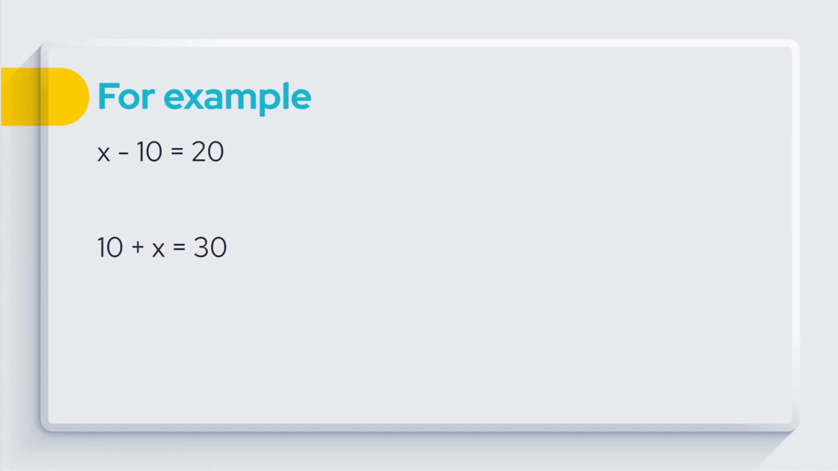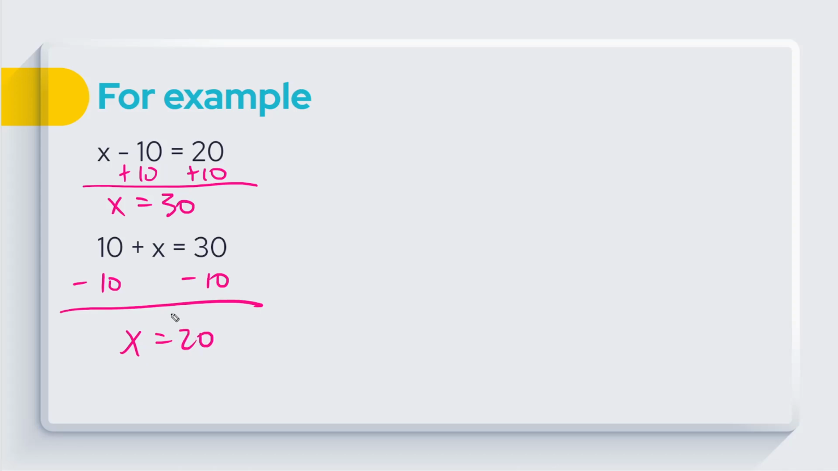For example, x minus 10 equals 20. I've pretty much already done this, but we're just going to do it again. We're going to add 10 to both sides of the equation, and we're going to get x equals 30. So here we found an equivalent equation by doing the same thing to both sides. We can add, we can also subtract, right? We can subtract 10 from both sides, x equals 20.